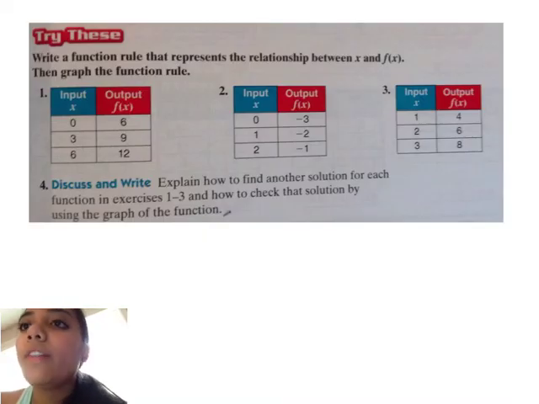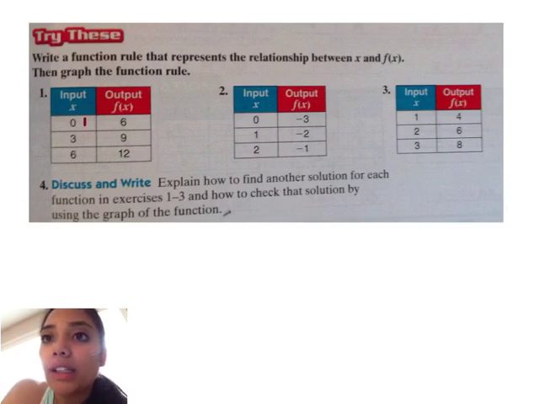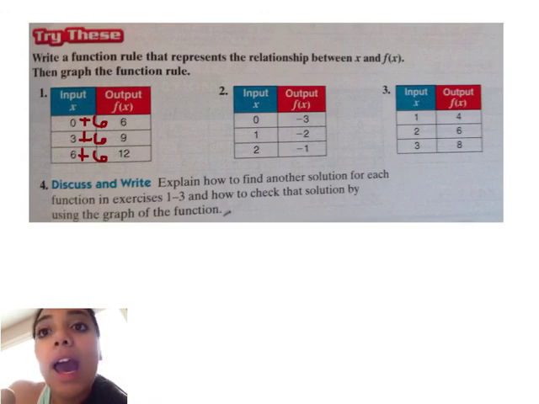Okay. So write a function rule that represents the relationship between x and f of x and graph the function rule. So number 1, I'm looking at all my numbers. I go from 0 to 6, 3 to 9, and then 6 to 12. What do I notice about each of them? So what I noticed is from 0 to 6, I can add 6. Let's see if it works for the next one. 3 to 9, I add 6. That works. 6 plus 6 will equal 12. So my relationship is adding 6.